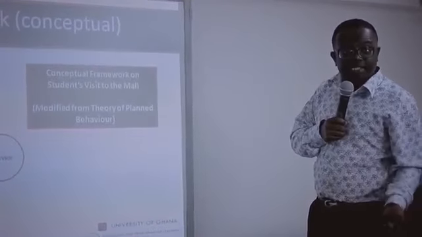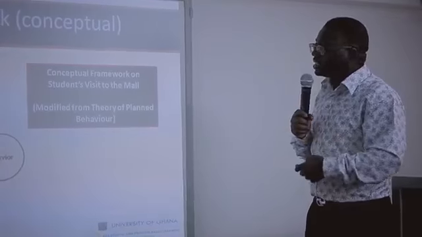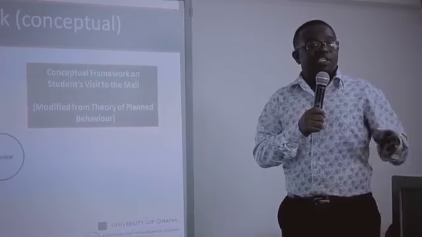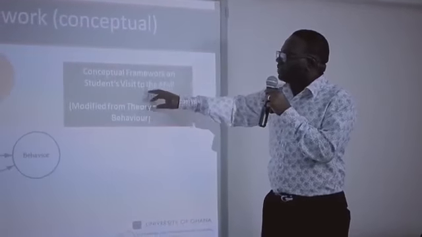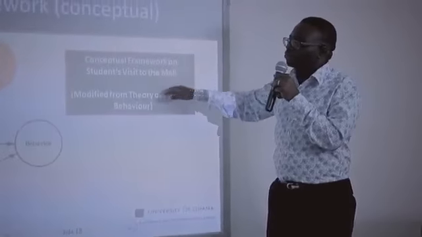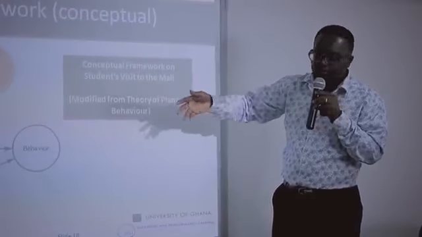So he's suggesting that he may go to the mall and find out that for a particular mall, this mall is for the elderly and you may never find any youth there. So there could be other outcomes that could come up based on this particular model. But at least you can appreciate that this is a person trying to do a study on the students' visit to the mall. So he has been able to come up with this conceptual framework.